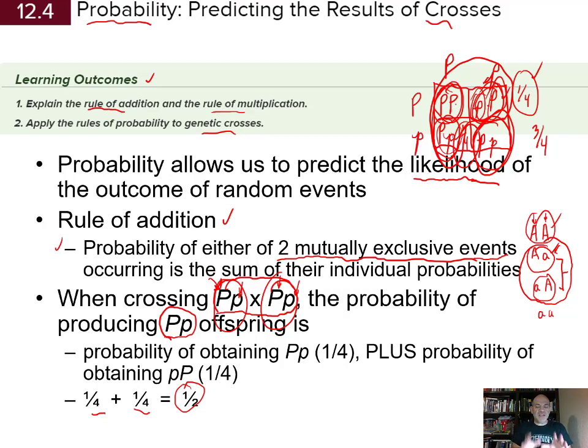Remember, when it applies here to genetics, we're talking about when you produce an offspring, that's an event, right? And you can't get both homozygous and heterozygous at the same time. You're either homozygous or heterozygous, and there's 2 ways to get that, and that's why we add the probabilities of those 2 ways, and we did that in the Punnett square.